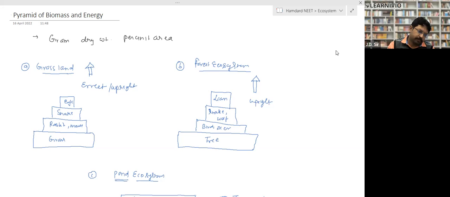Let's talk. The first example is grassland ecosystem. Look here, when we talk about the grasses, the amount or biomass of the grass is more than the amount of primary consumer, that is a rabbit or mouse. That will be lesser. The amount of the snake will be lesser. The biomass of the eagle will be lesser. So even in the pyramid of number, the grassland ecosystem was upright. Here, even in the pyramid of biomass, the grassland ecosystem is erect or upright. Please note it down.